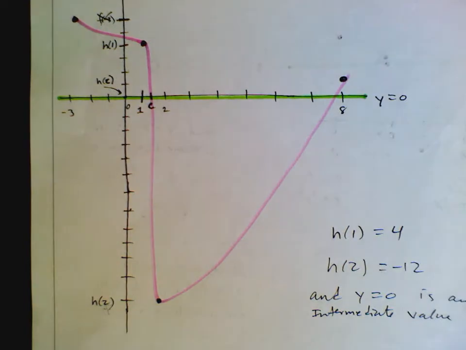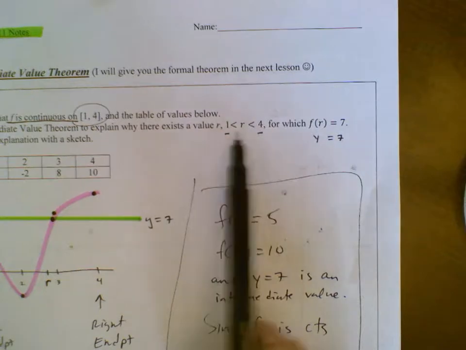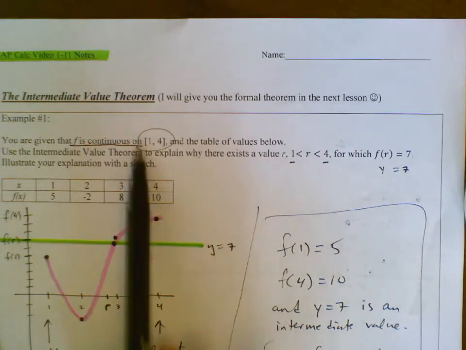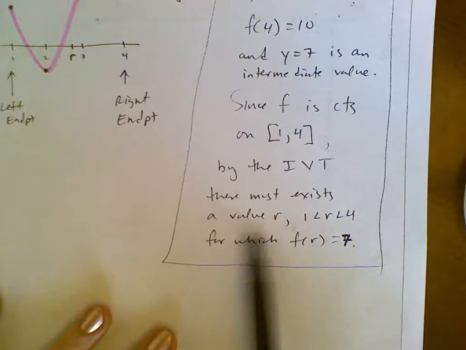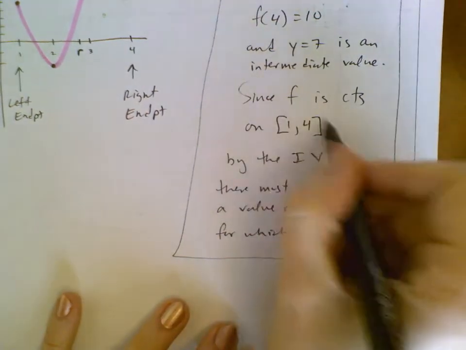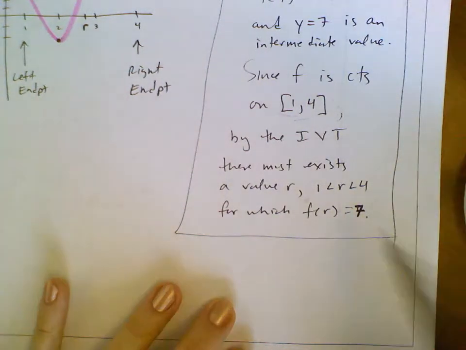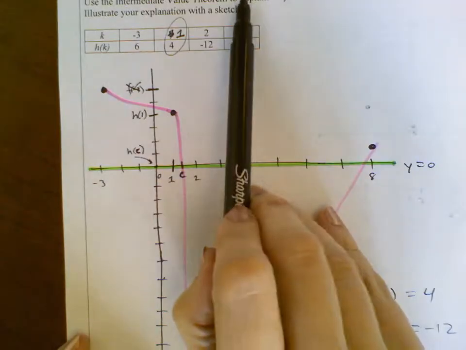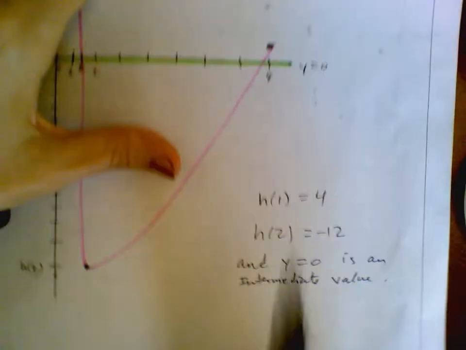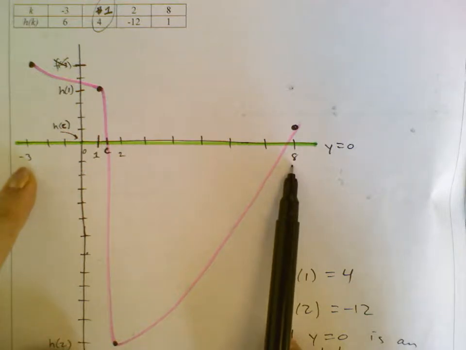All right? Now, here is the thing. Before, we had that F is continuous on 1 to 4, and then we were proving that there was a value of R between 1 and 4, between the endpoints of that same interval. So we were able to say down here, since F is continuous on 1 to 4 by the IVT, there must be a value of R. So here the interval of continuity had the same endpoints as the interval we were proving the value exists on. But here, this interval is different. But guys, here's the thing: this interval 1 to 2 is actually contained in this larger interval negative 3 to 8.